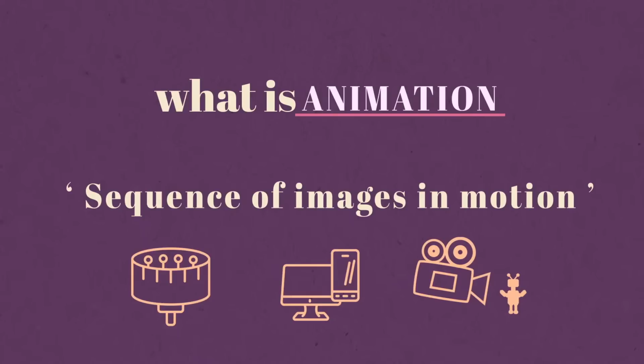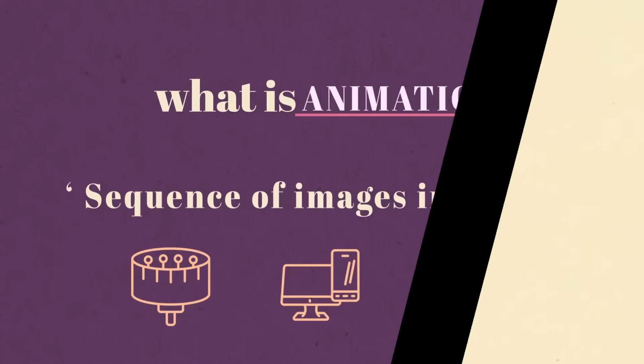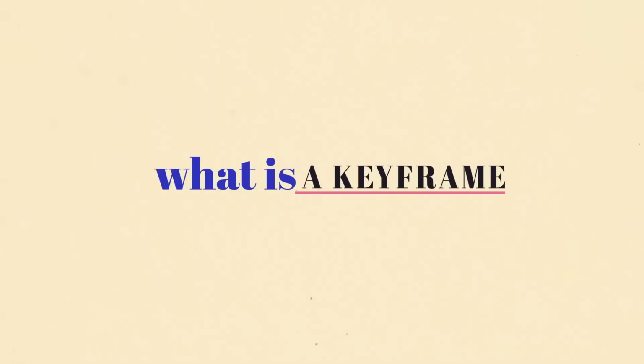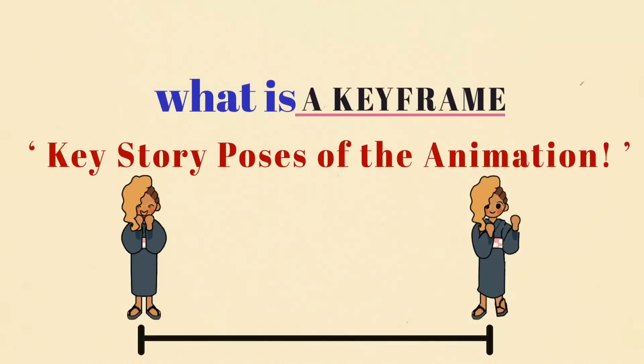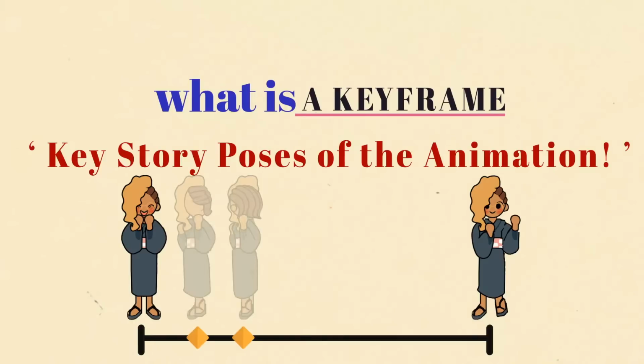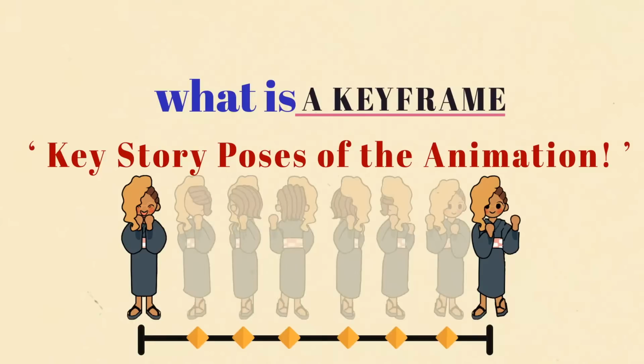But we're talking about frames. We know we talk about frames quite a bit in After Effects. Something I've been asked a lot, what is a keyframe? Keyframes are key story poses of the animation. So they tell us what's going to happen, and we fill in the gaps in between. There's not much more to it than that. Pretty simple, huh? Okay, right. So we know what animation is. We know what keyframes are.